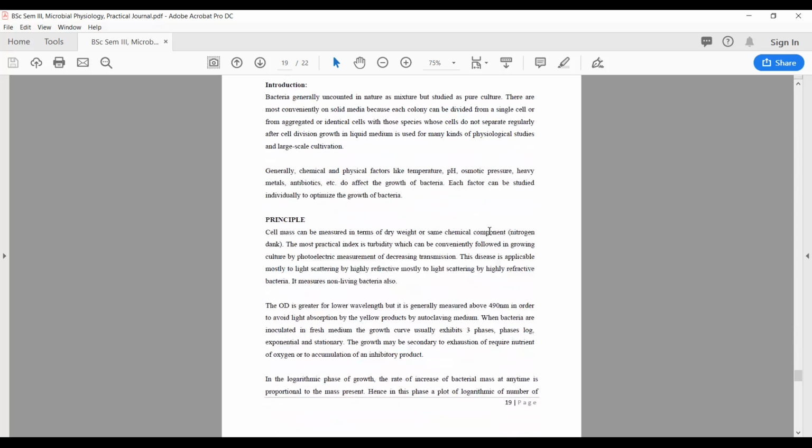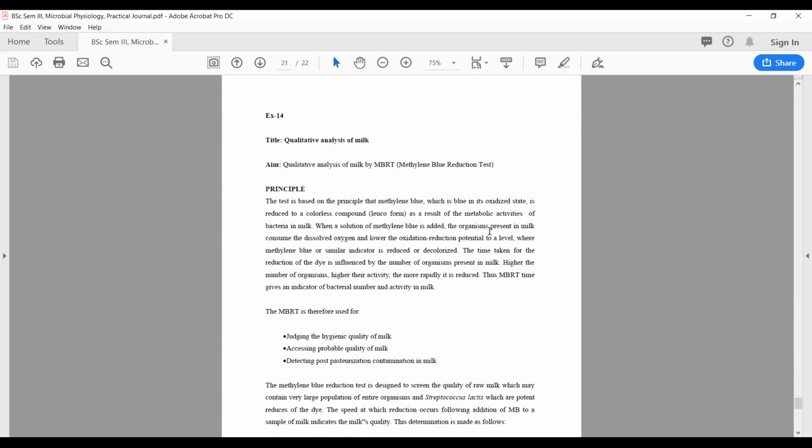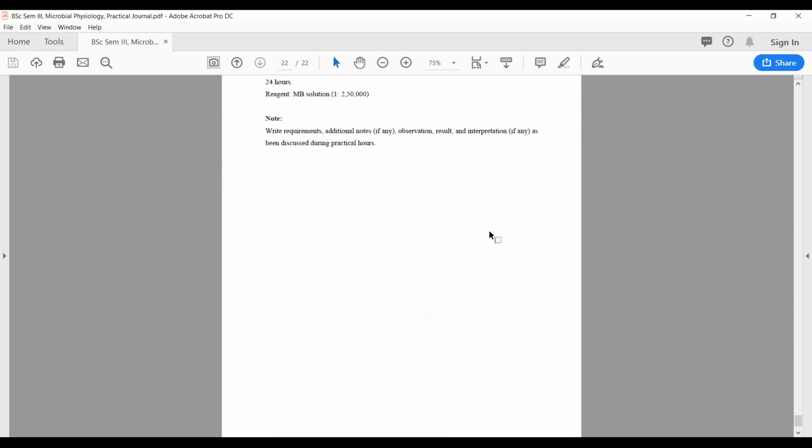Then the growth curve of bacteria. It may be long, one or two pages, not more. Then the qualitative analysis of milk. It is a maximum of one or two pages. So in total, the full journal I have given is 22 pages. But if you shrink it down, it may be a maximum of 12 pages. Nothing more. So you may start to write.